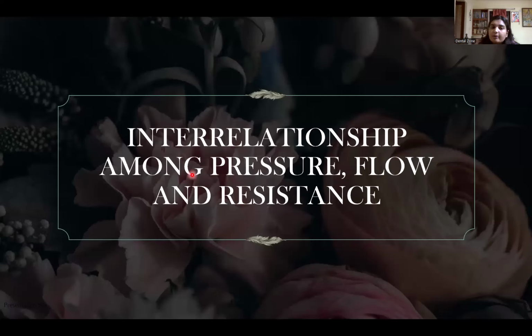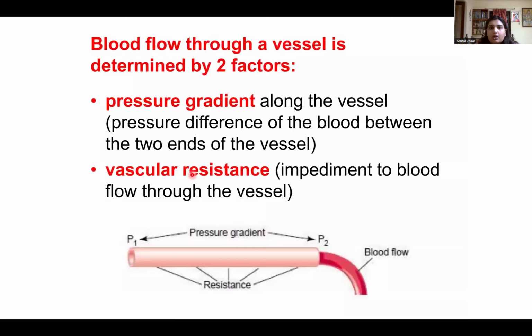Now, interrelationship among the pressure, flow and the resistance. So blood flow through a vessel is determined by two factors, that is the pressure gradient and the vascular resistance. See, this is the pressure gradient, that is from the entry point to the exit point, how much pressure change can occur between the two ends of a vessel. And vascular resistance is how much resistance the vessel is imposing throughout the flow. See, if it is a vein, it will have 3 to 4 walls, so it can exert more resistance. Whereas a capillary has one thin wall, so it cannot apply any pressure, right?